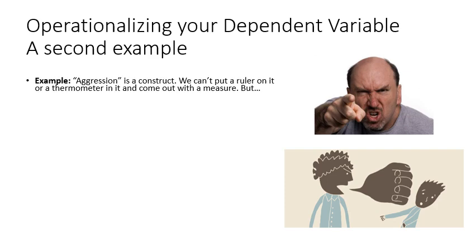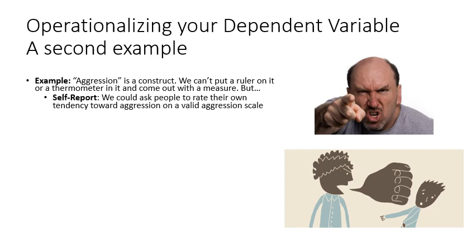A second example, let's say we're interested in the variable aggression. Aggression is a construct. Once again, we don't have a clean way to measure it. So how could we do it? Well, again, we could go to self-report. We could ask people to rate their own tendency toward aggression on a scale that's been validated.